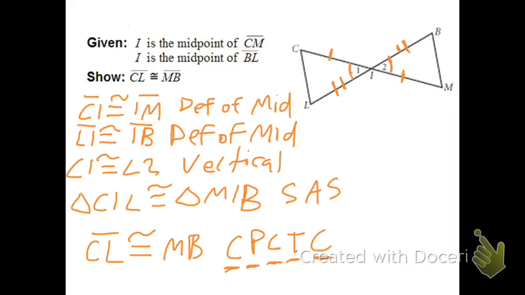Another way I know that they're corresponding is that C and L are the first and last letters when I named triangle CIL in the congruency statement. And M and B are also the first and last letters when I named triangle MIB in the congruency statement. So that's another reason why I know they correspond.